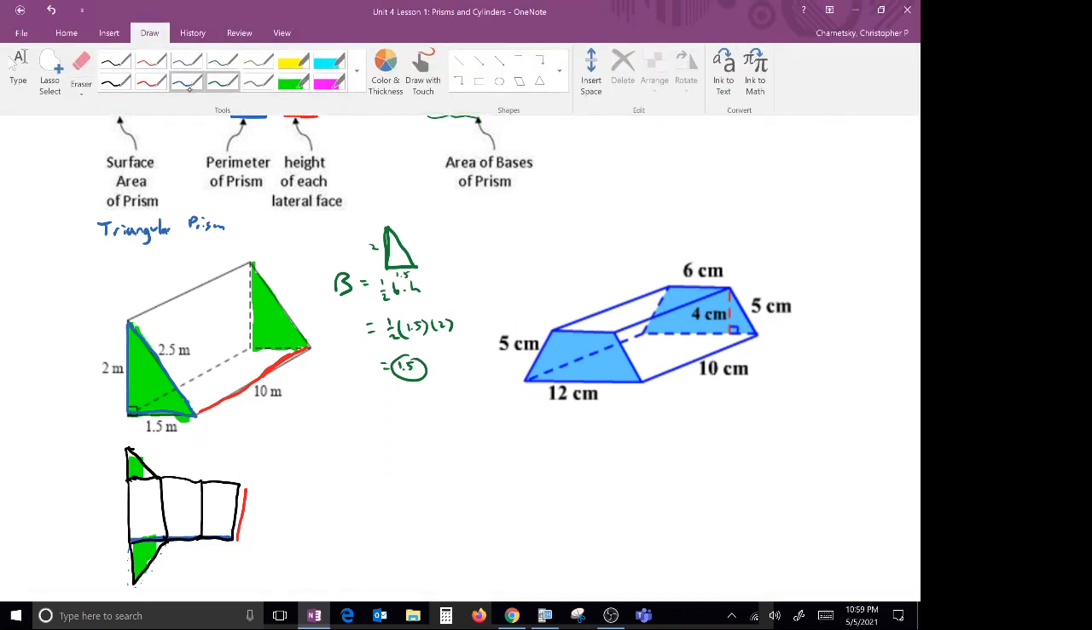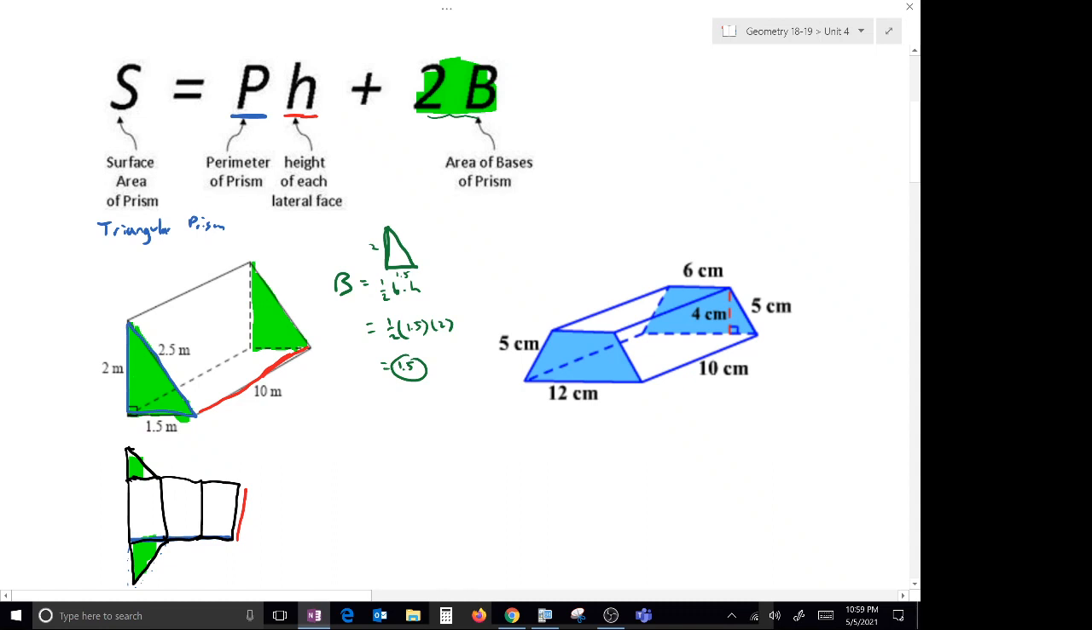For the perimeter of the base, I need to add all three of our lengths around our triangle, which we have. So that's going to be 2 plus 1.5 plus 2.5, which is equal to 6.